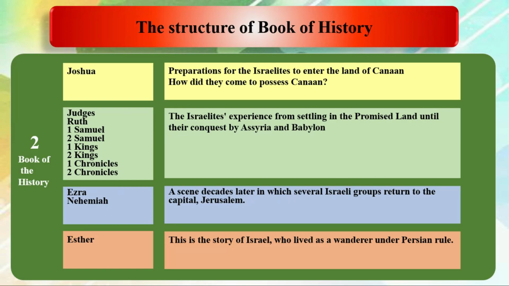The structure of the books of history. The books of history are also divided into 4 parts. The books of Judges through Chronicles describe the Israelites' experiences from their settlement in the Promised Land until their conquest by Assyria and Babylon. Now, let's take a look at an overview of the book of Judges.